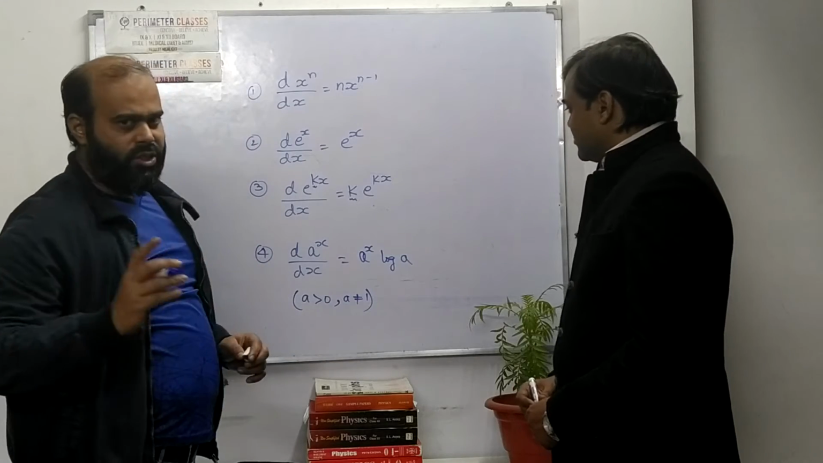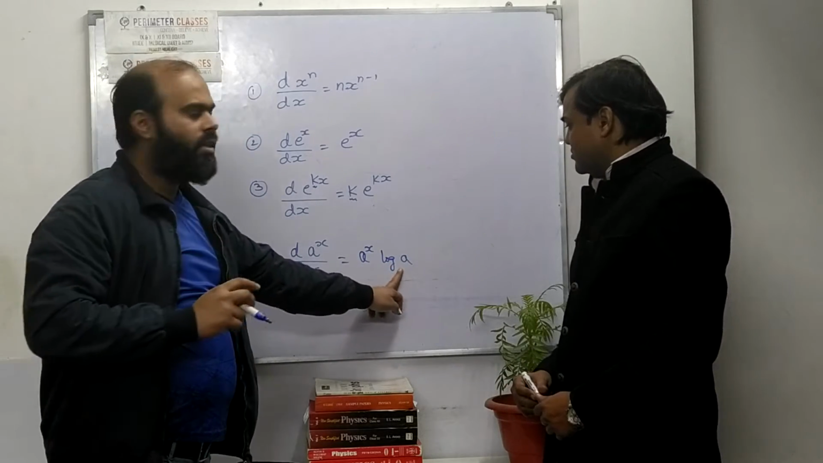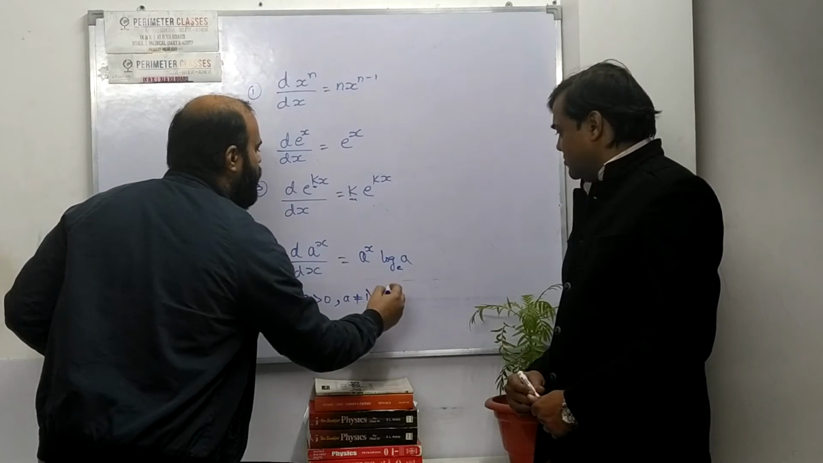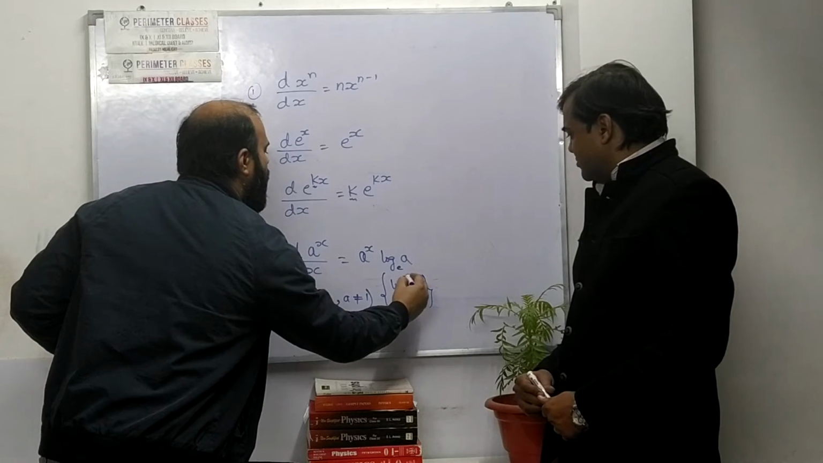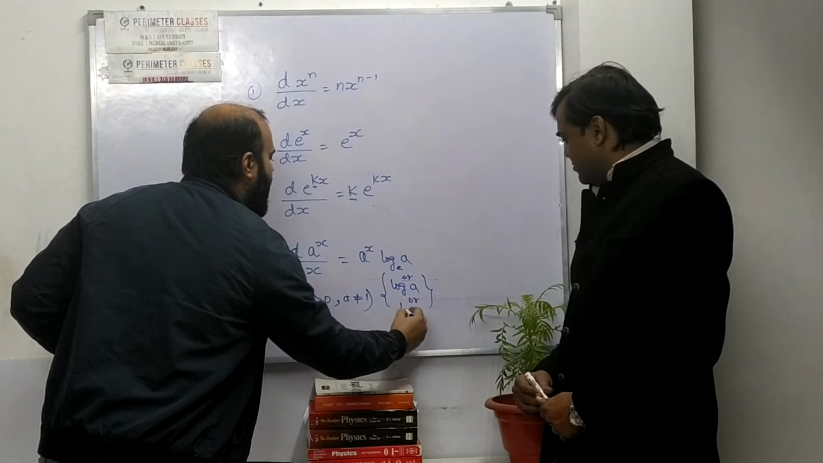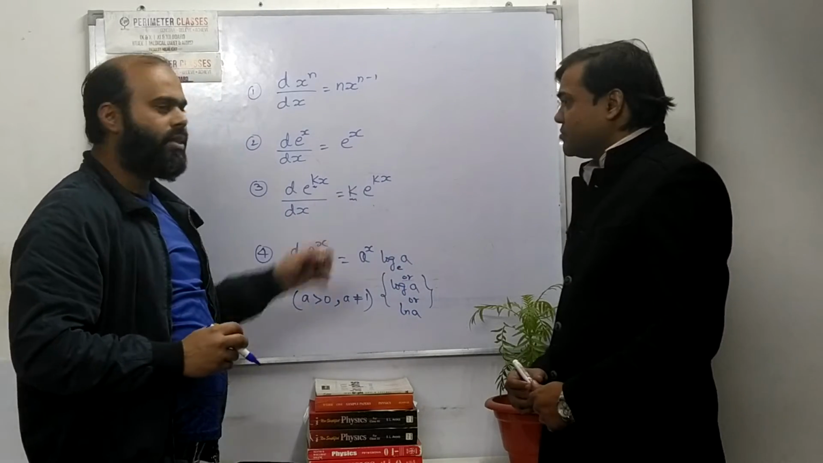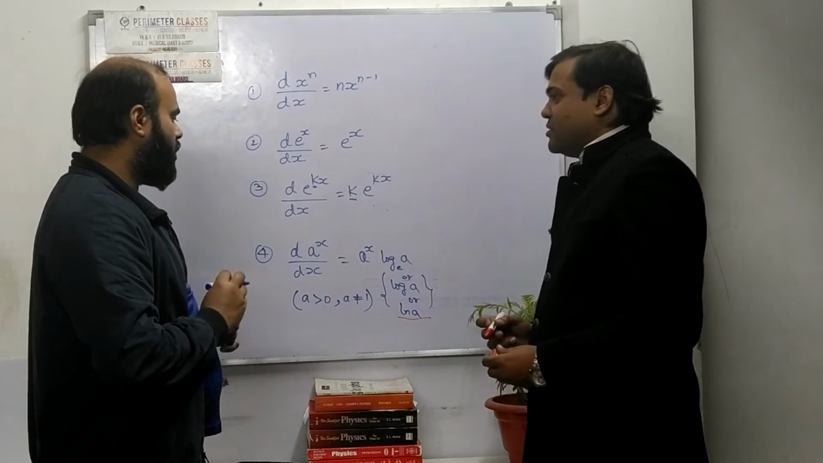And in calculus generally, if we are not writing any base over here, that means the base is e. So we can write it like this also, or we can simply write it as log a, or we can also write it as ln a. All of these mean log a to the base e. This is also called natural log.